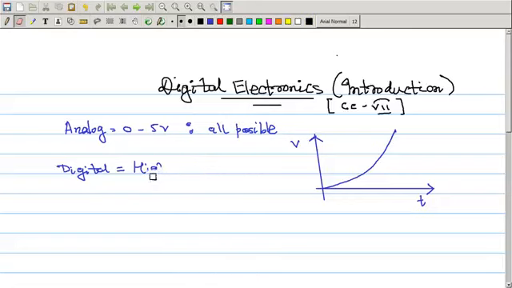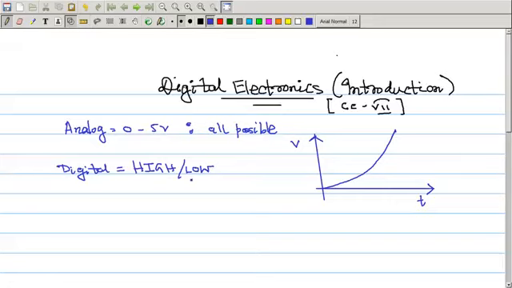Let me write it in a better way. Whenever I say high or low in digital electronics, you should write it in block letters, HIGH and LOW. Whenever I say high or low, you have to write it in block letters. You should always write it in block letters for better understanding, right?